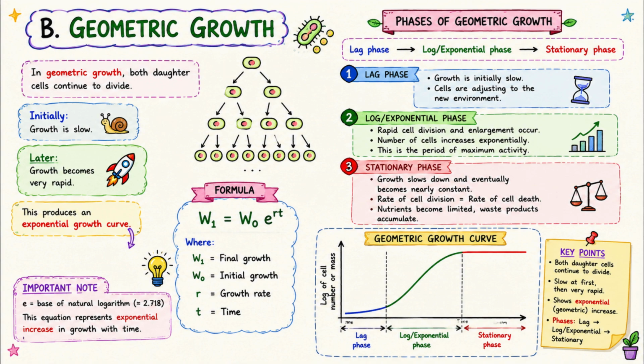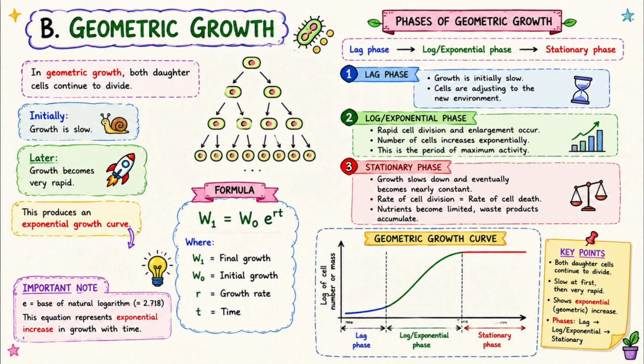The first phase is called the lag phase. During this phase growth is slow because cells are preparing for active division and enlargement. The second phase is called the log phase or exponential phase. During this phase cells divide very rapidly and cell size also increases. As a result, the overall growth becomes very fast. The third phase is called the stationary phase. During this phase the growth rate gradually decreases and finally becomes almost constant.